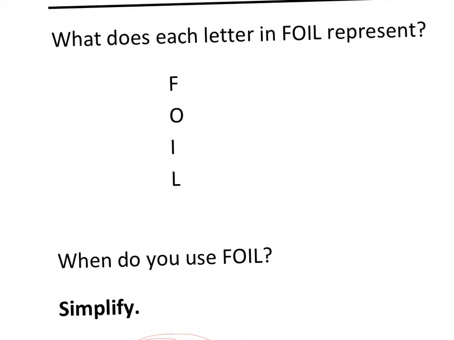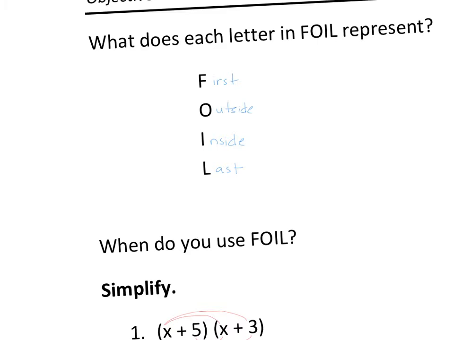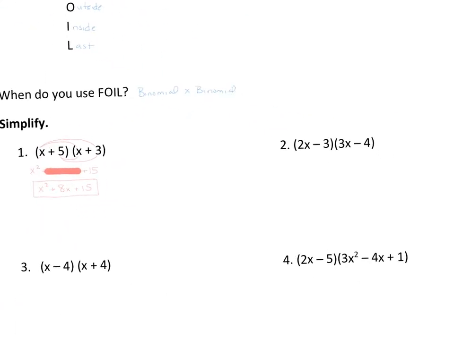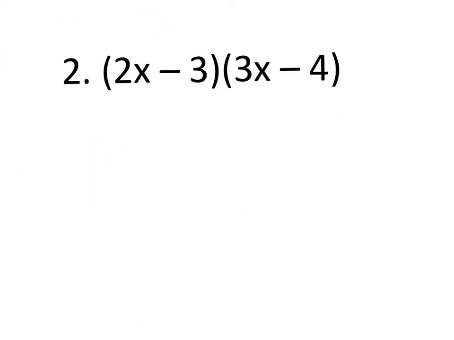So if we move back up here, FOIL is going to be first, outside, inside, and last, okay? And FOIL only works when we have a binomial, so a two-parter, times another two-parter or binomial. Okay, so we have to have a binomial times a binomial for FOIL to actually work. Okay, so let's go ahead and try this next one.